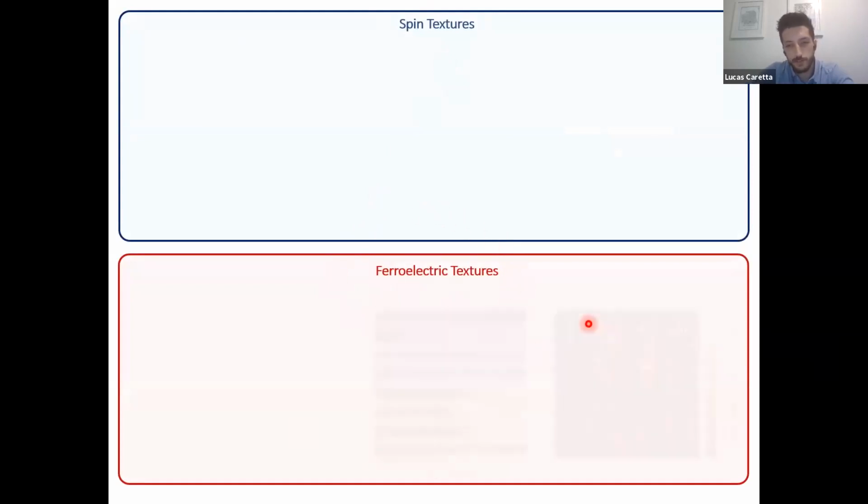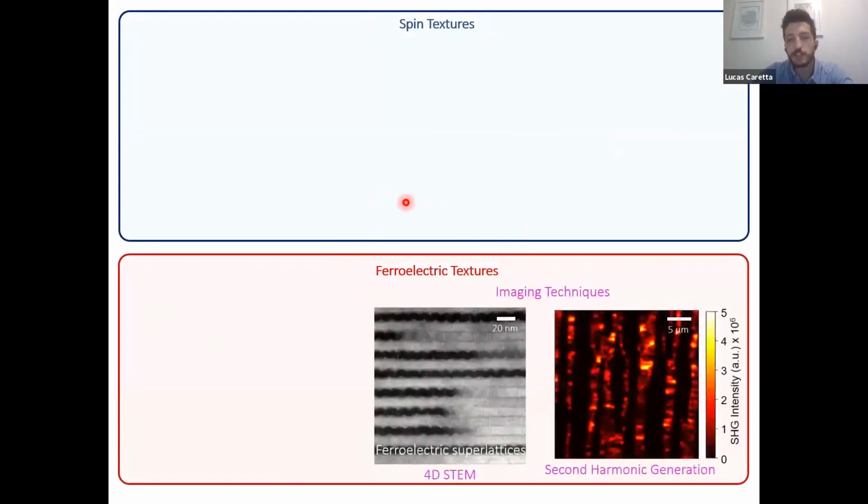For example, in ferroelectric material systems, we can create what we call ferroelectric superlattices or multi-layers of materials, where we can use boundary conditions and strain and other types of effects to essentially create coexistence of different types of ferroelectric textures. What you're looking at here is a high resolution TEM image of different ferroelectric textures which have different symmetries in this material. This is a cross-sectional view.